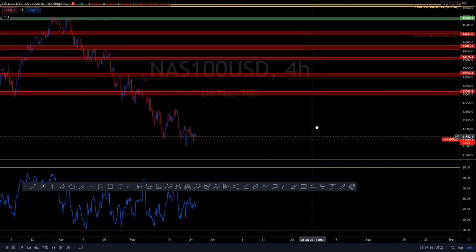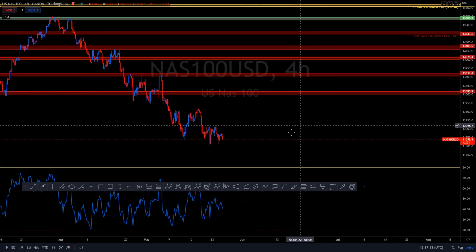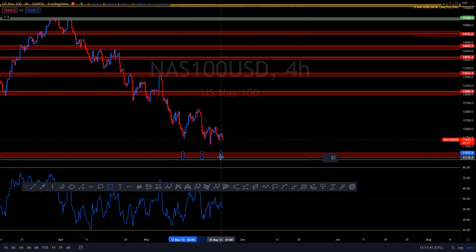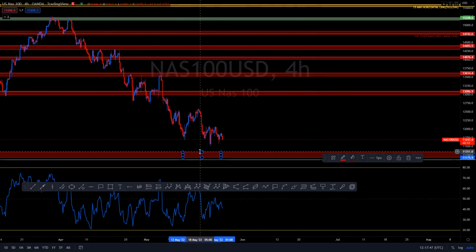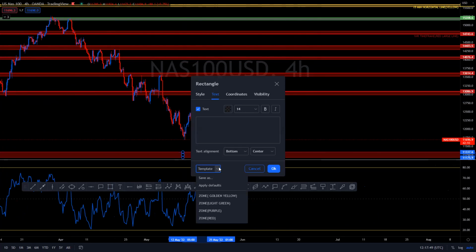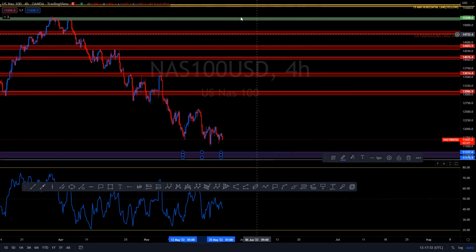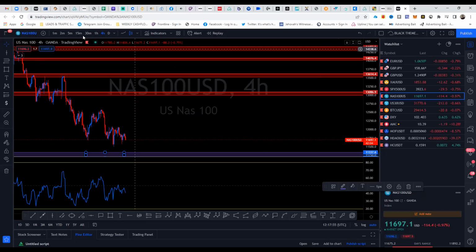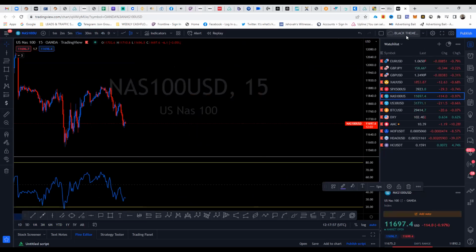And so now this is where current price is at. Now I'm probably just going to draw a zone right down to here. And then make this purple. All right, and then I'm going to go back to the 15-minute time frame, and then we're going to figure out our sniper entry.